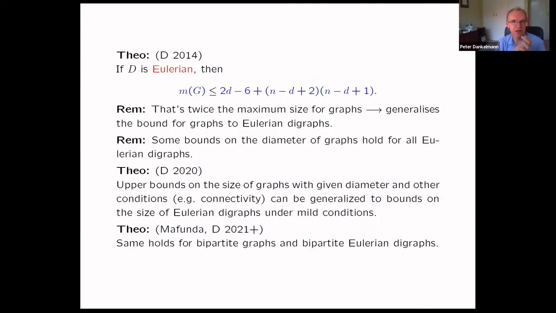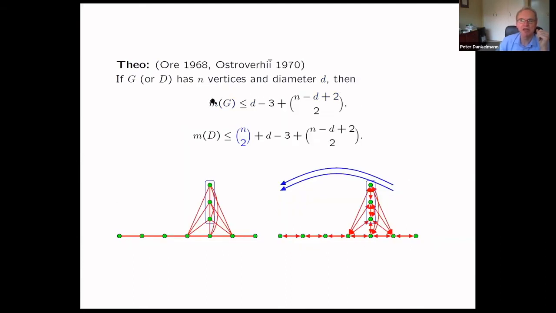But the reason I mention this is that for Eulerian digraphs, we can actually do much, much better. For Eulerian digraphs, using similar methods, we managed to prove that the number of edges of an Eulerian digraph of order n with n vertices and diameter d is at most 2 times d minus 6 plus n minus d plus 2 times n minus d plus 1. And if you have a brilliant memory, then you will notice that this expression here is precisely twice this bound on the maximum size of graphs.